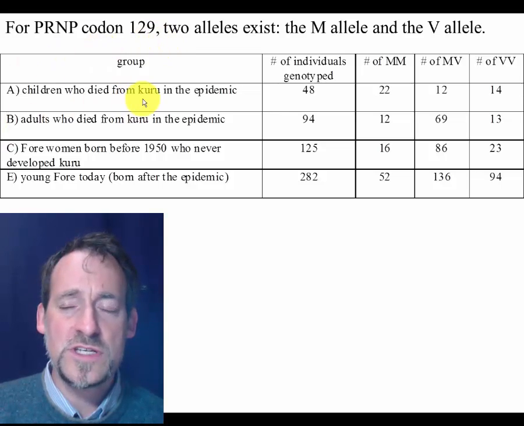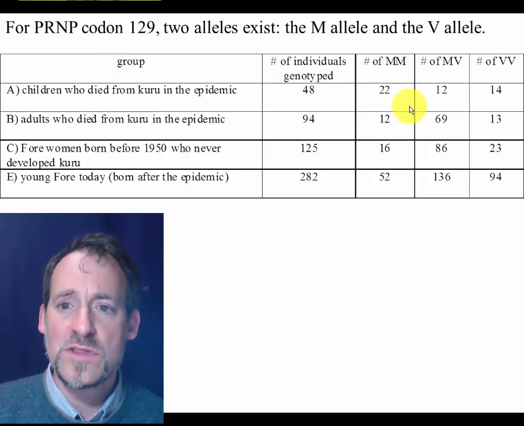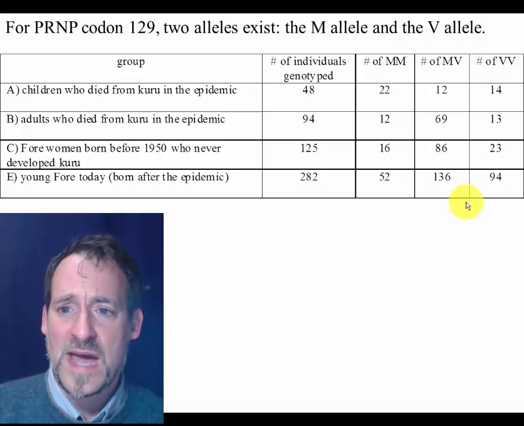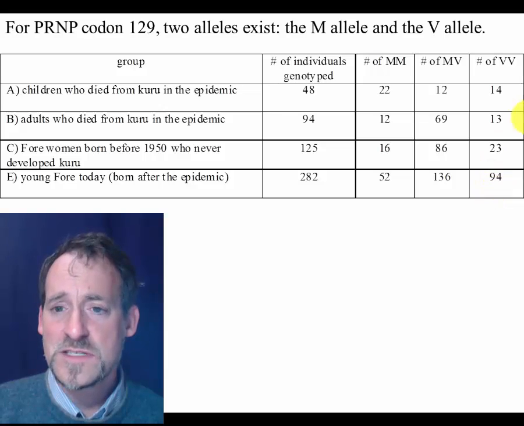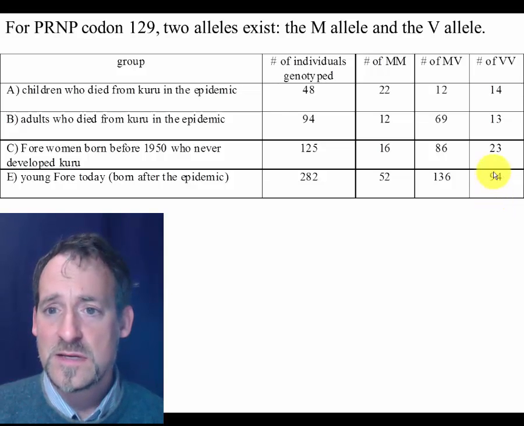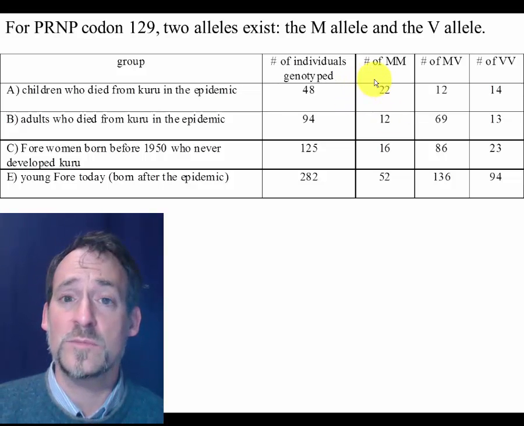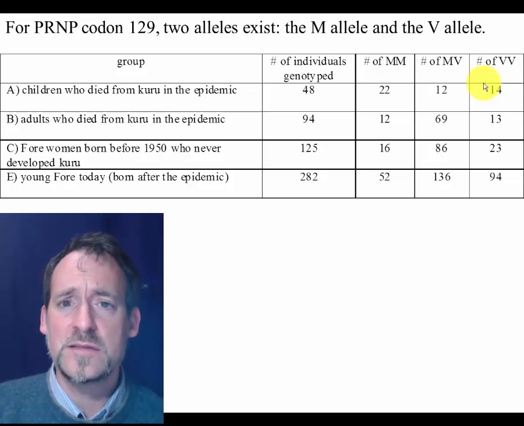Some researchers genotyped a number of different groups of Foray people at this particular locus, and they found these numbers of individuals with these different genotypes. Now, on the face of it, it's not obvious what the pattern in these numbers is. And that's because we don't have anything to compare them to. What Hardy-Weinberg equilibrium gives us is something to compare these to. It says if there's nothing going on, we ought to see this. And if what we're actually seeing is different from what Hardy-Weinberg predicts, then we get a clue about what is actually happening genetically in this population.